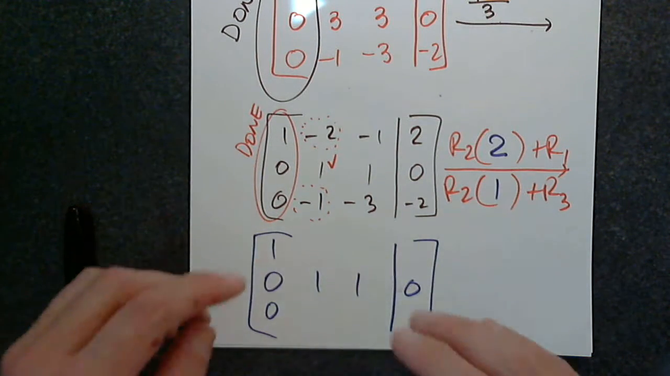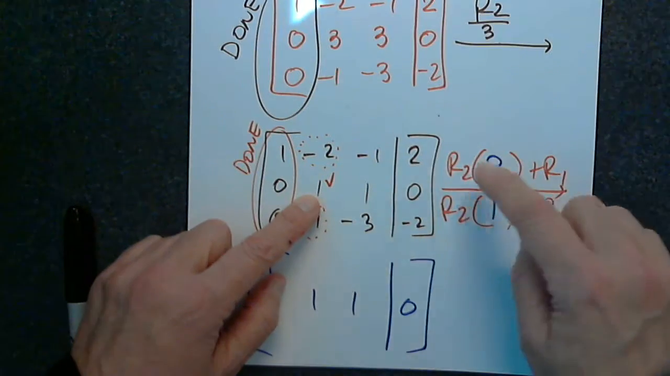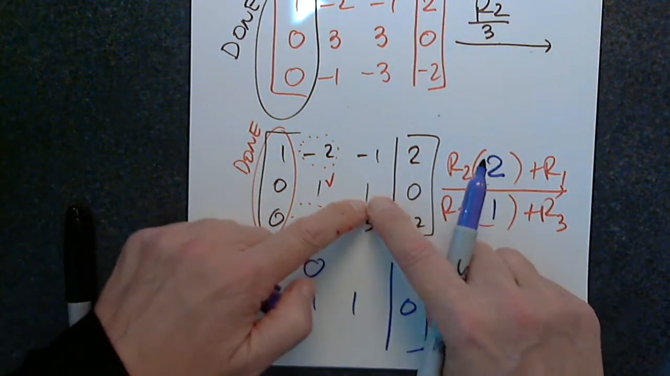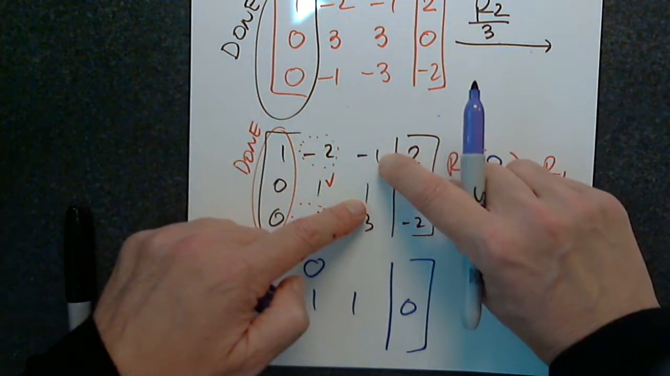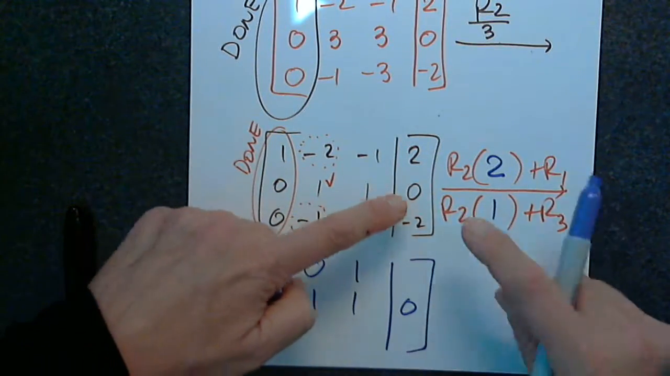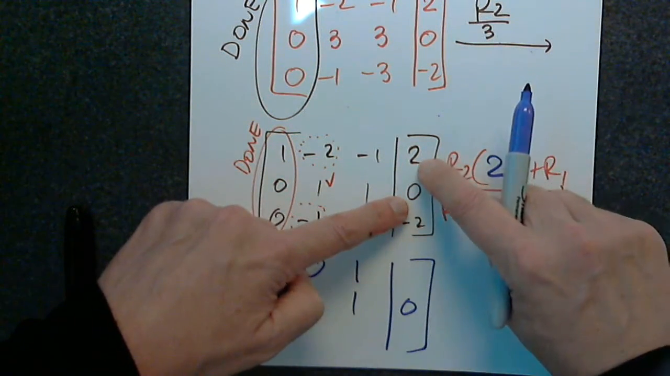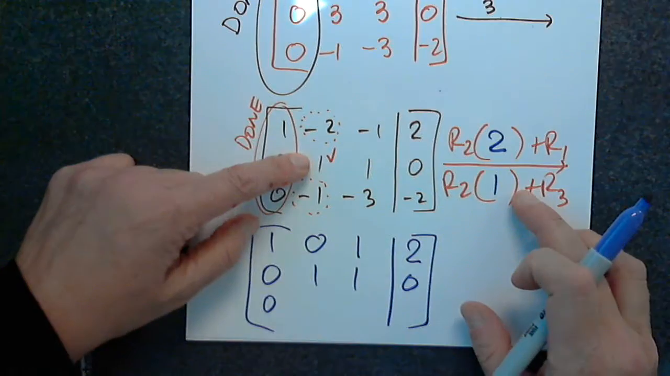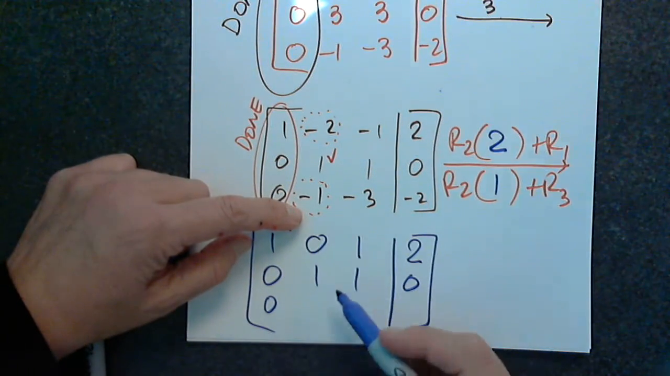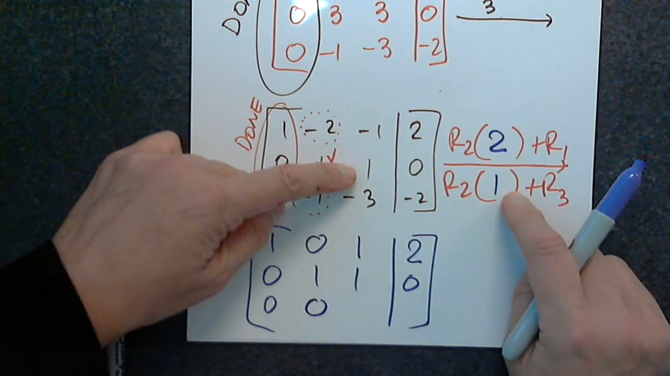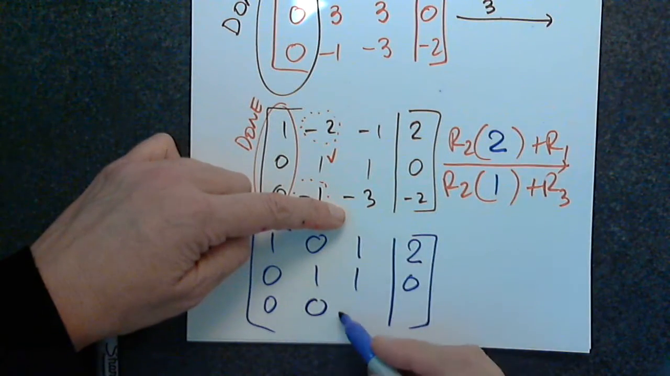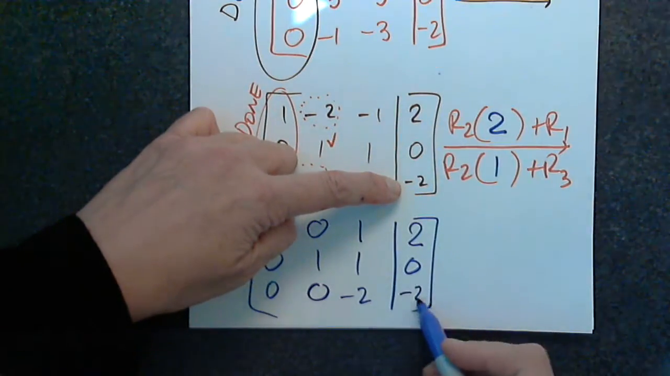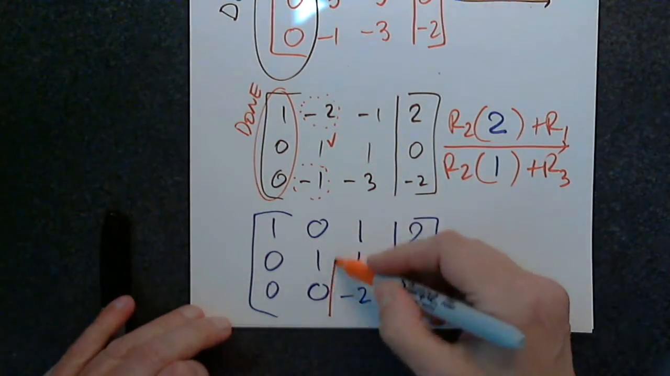Now please, let's do this together. 1 times 2 added to negative 2. Perfect. 1 times 2 added to negative 1. Perfect. 0 times 2 added to 2. Good. Excellent. 1 times 1 added to negative 1. 1 times 1 added to negative 3. Excellent. 0 times 1 added to negative 2. This is done.